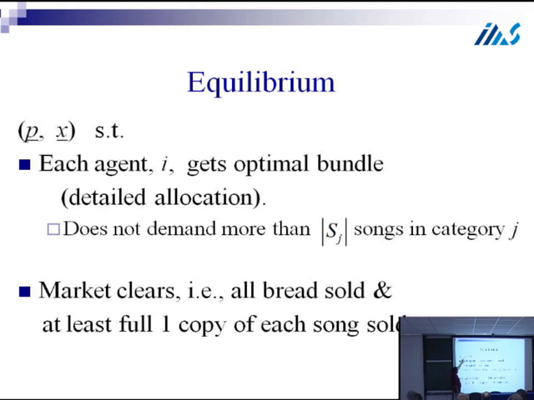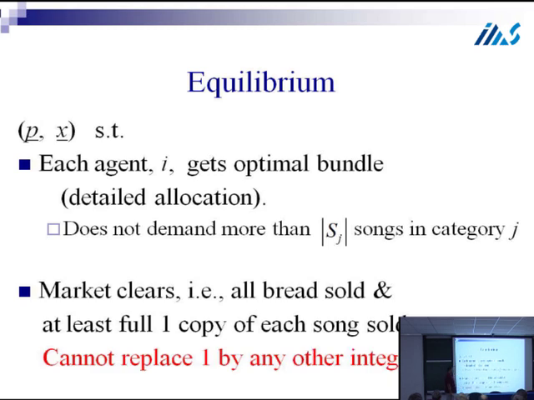So prices and allocation are equilibrium if each agent gets an optimal bundle. And by this, I mean the detailed allocation, including the right songs. Nobody demands more songs than there are in a category. And the market clears, which means that all the bread is sold, and at least 1 full copy of each song is sold. And you may say, why 1? Why not 2? Well, at 1, we can prove existence of equilibrium. At 2, there may not be.